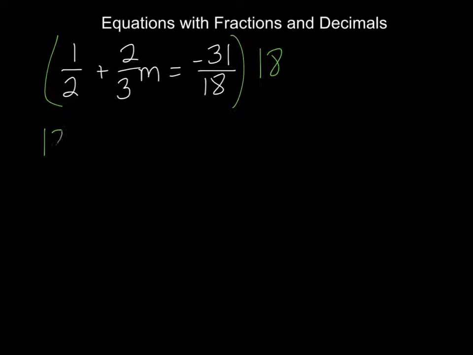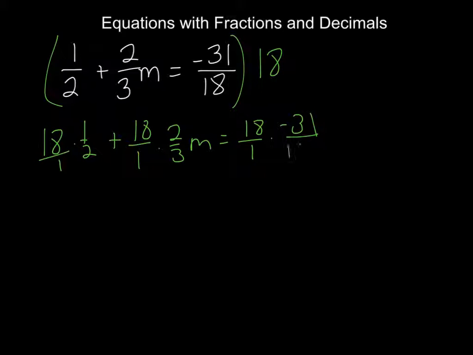So we do 18 times 1/2 plus 18 over 1, times 2/3 m equals 18 over 1 times negative 31 over 18. Notice we have to do it to every single term. Even if you have a term that's not a fraction, you still have to multiply every single term.